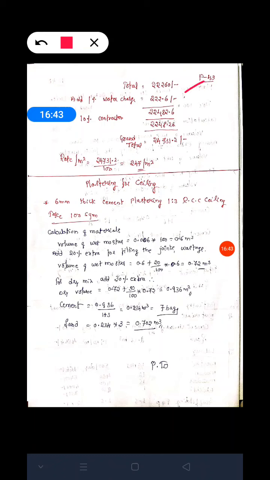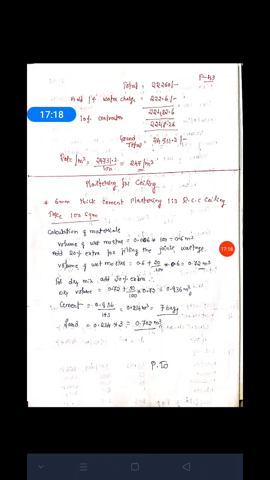22,260 rupees, and for this we additionally need to add 1% water charge. After adding the 1% water charge, we got the total amount of 22,482, and for this we are adding 10% contractor profit. Then after adding the contractor profit, we got the total amount of around 24,731 rupees. This is for 100 square meter. Therefore the rate per square meter is 24,731 divided by 100, which is around 247 rupees per square meter.